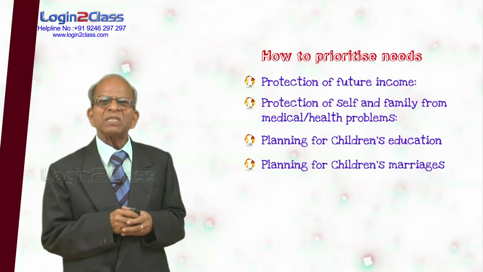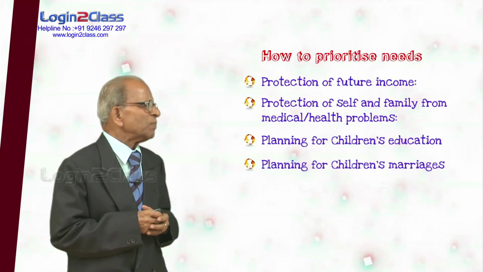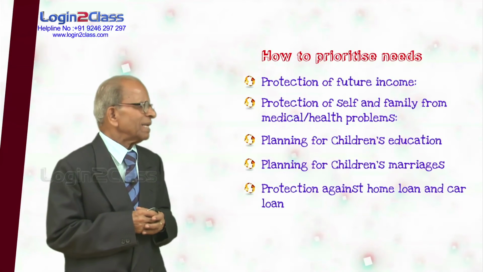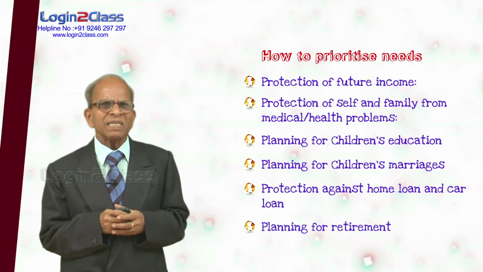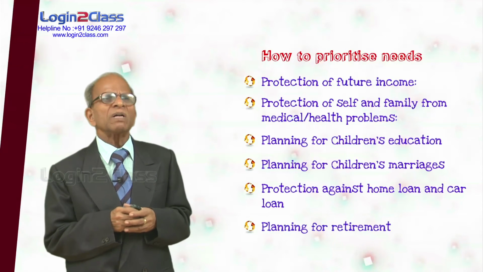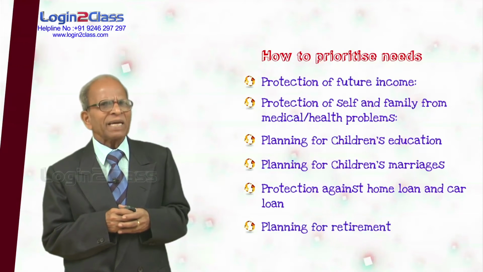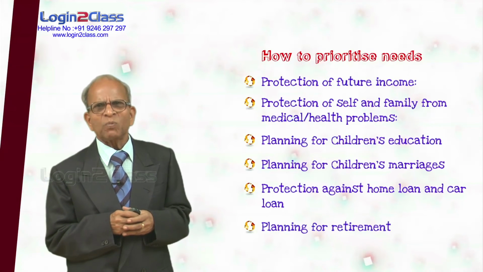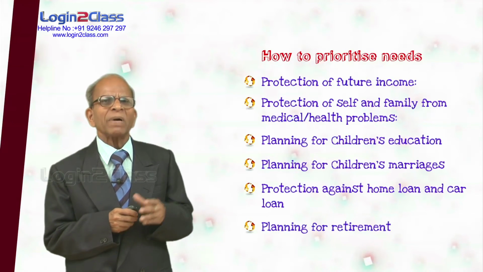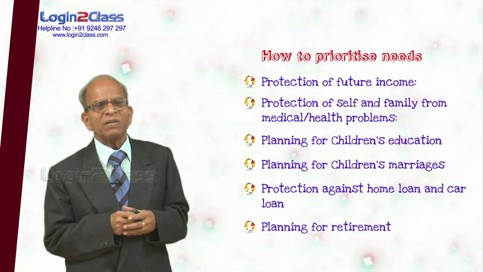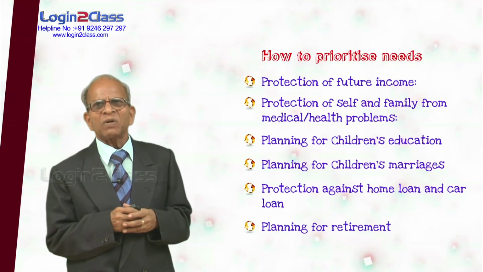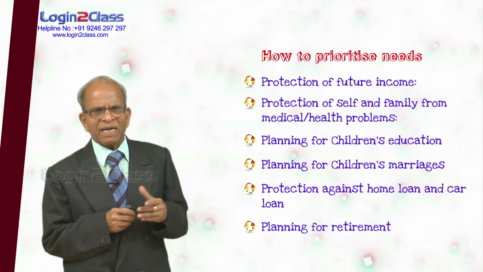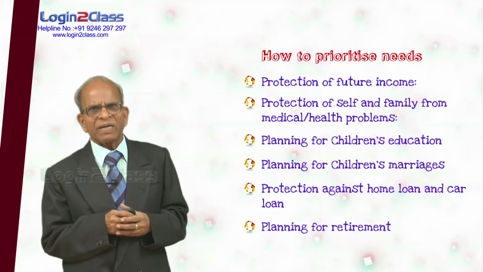Then children's education, children's marriages, then protection against home loan and car, then planning for retirement. All these things can be taken care of. So, it all depends upon your income. If you can take care of all the needs, well and good, go ahead. If you cannot take care of all the needs, you prioritize them. Which is my critical need? Which is my top priority need? Like that you have to arrange these things and allocate the resources accordingly.